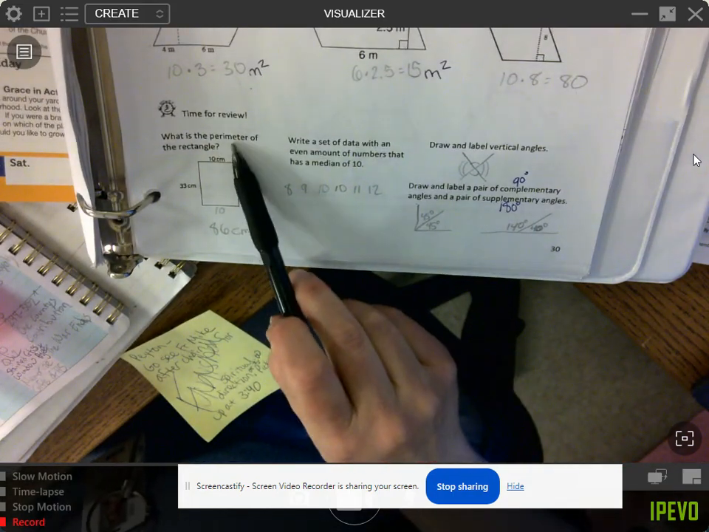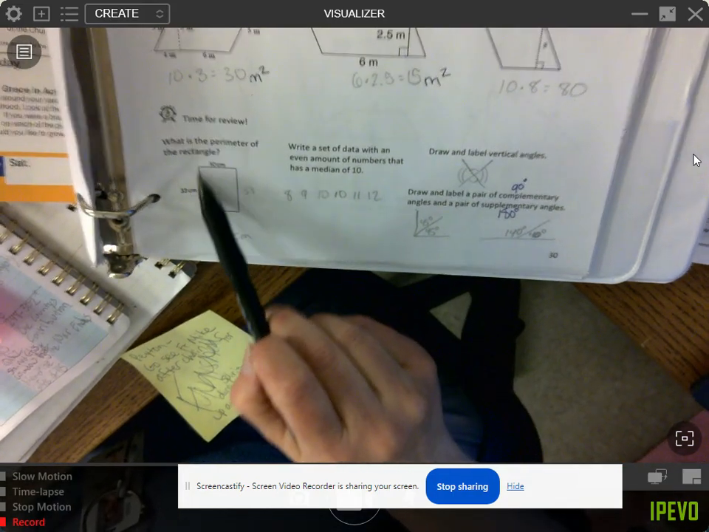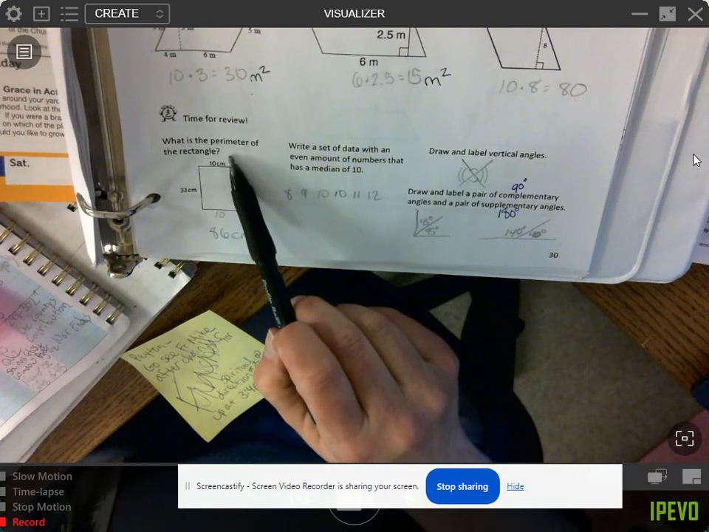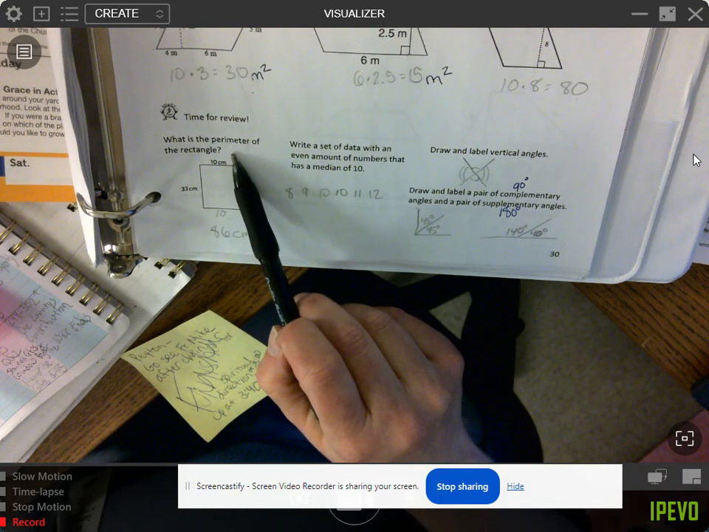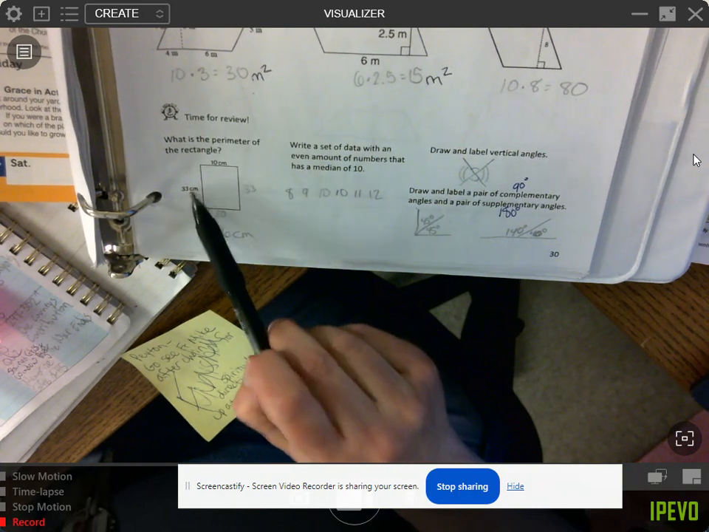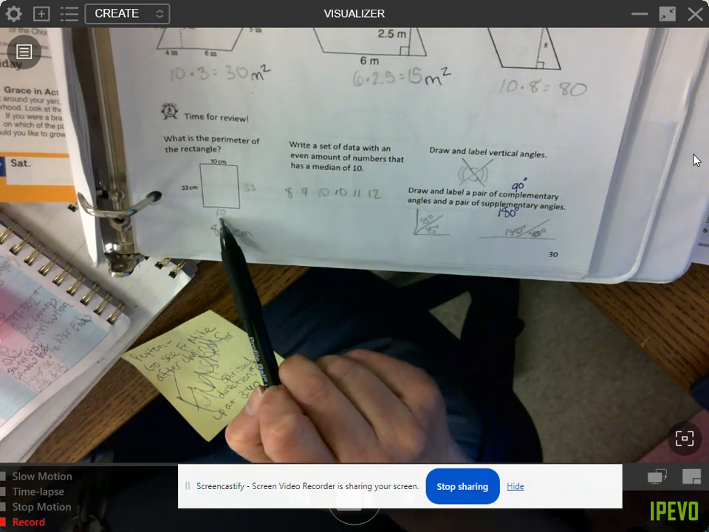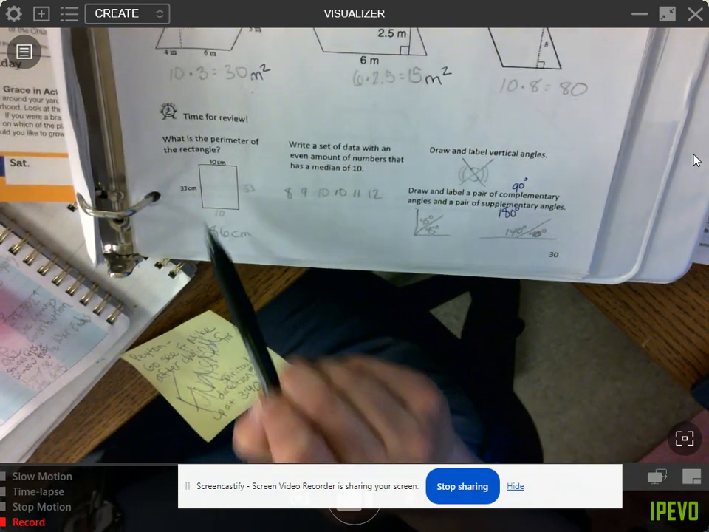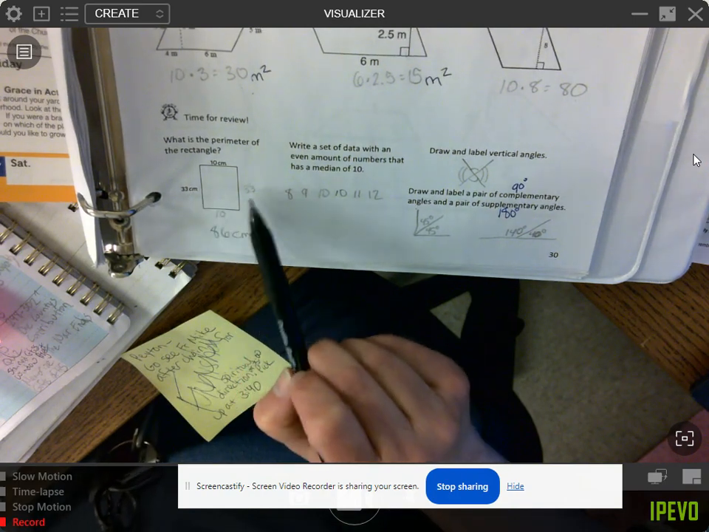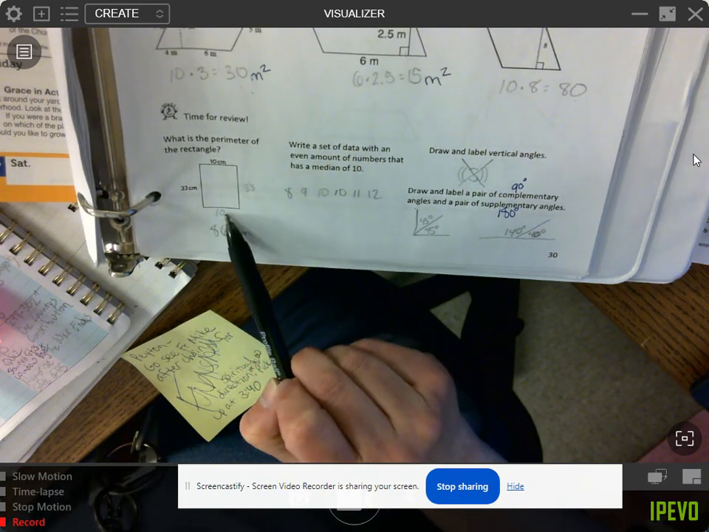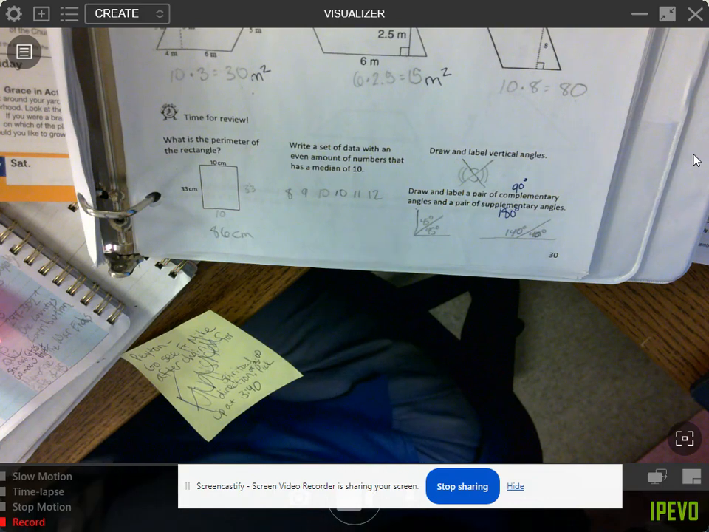So what is the perimeter of the rectangle? Remember, perimeter is going around the outside. So it's like finding the fence length. So we need to have a measurement for each side. So we have 33 plus 33 plus 10 plus 10, and we get 86.